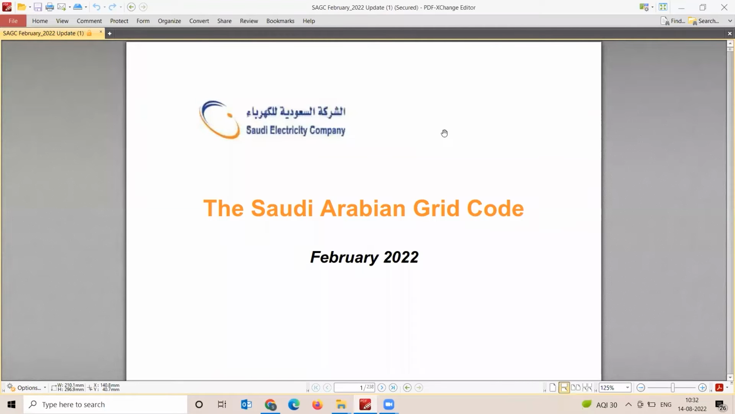Welcome, all, to this session on grid compliance study. We have two different grid codes, even three different grid codes, and I thought of taking Saudi first, and then probably moving to some other grid codes if time permits.